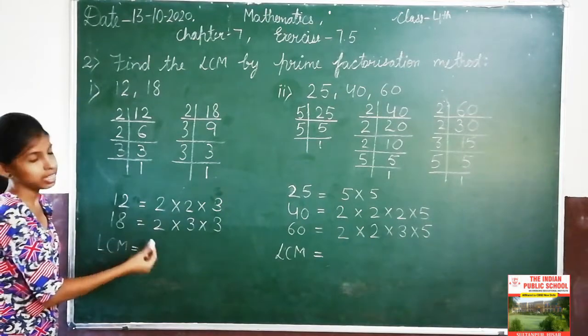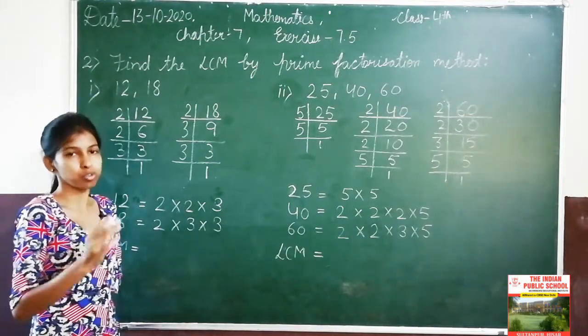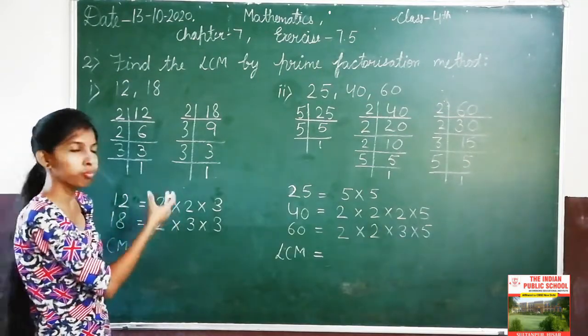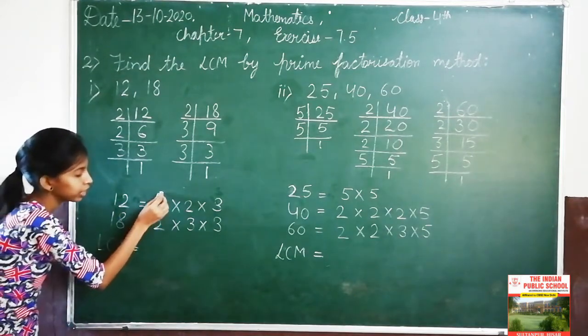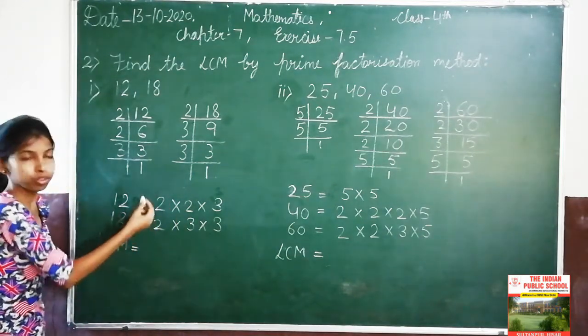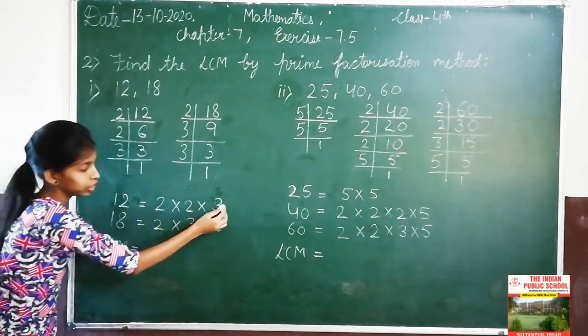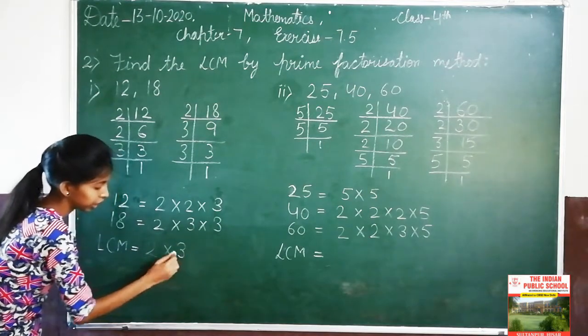Now we will take their LCM. Students, you know the meaning of LCM is lowest common multiple. It means that multiple which is common to both and that should be the lowest. So firstly we can take 2, which is common in both the factorizations. So we will take 2 here. The next one is 3. 3 is also common to both. So we will take 3 here.